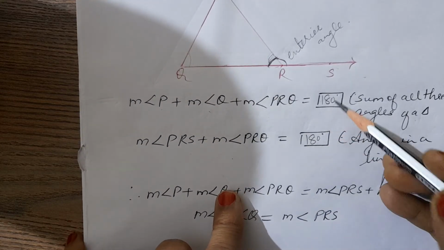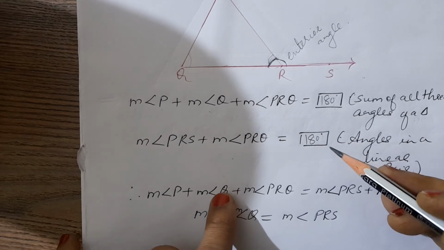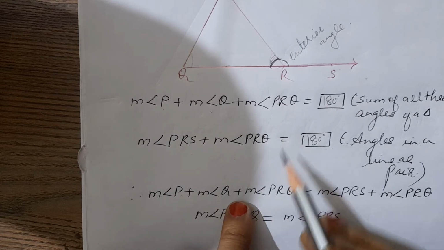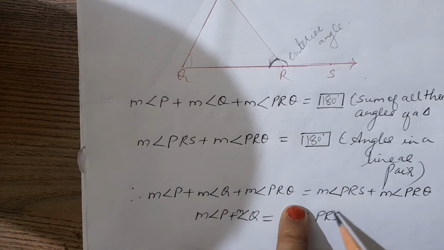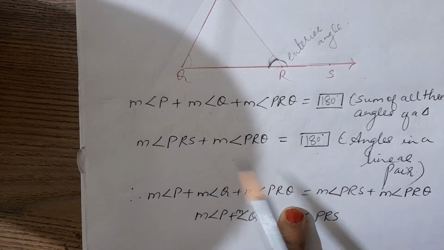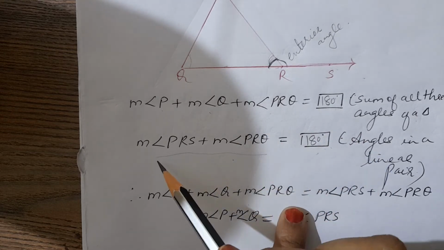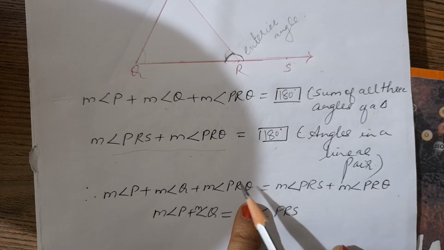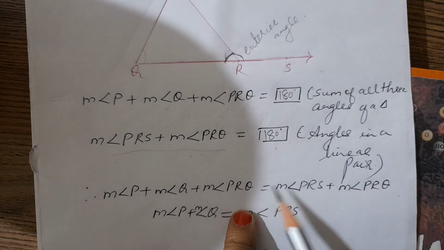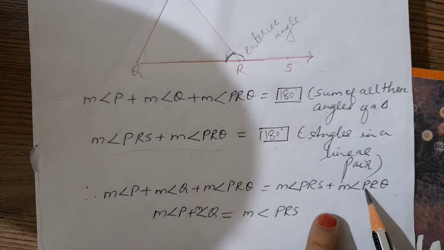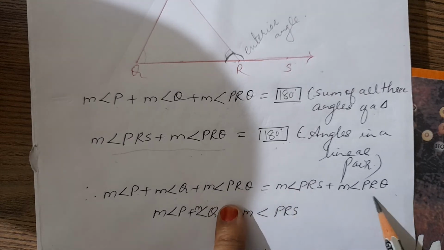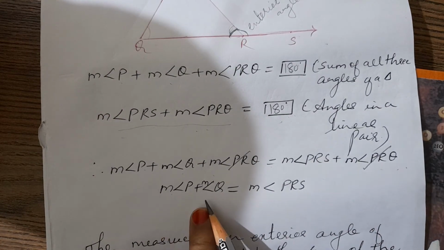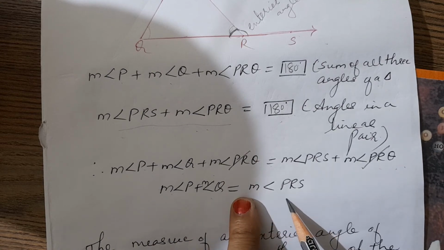Now since both the equations equal 180 degrees, I can write measure angle P plus measure angle Q plus measure angle PRQ is equal to, instead of writing 180, I am writing measure angle PRS plus measure angle PRQ. Now subtract measure angle PRQ, or just think of this term as taken to the other side. Here also we have PRQ, so that will get cancelled. So we are left with what? Measure angle P plus measure angle Q is equal to measure angle PRS.